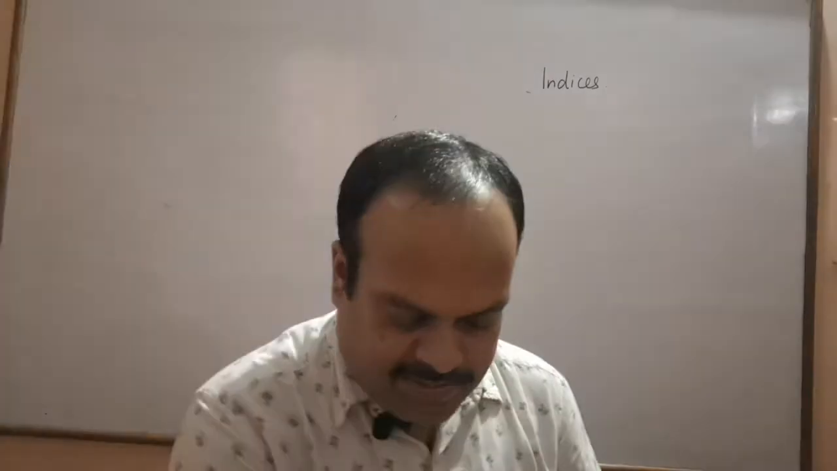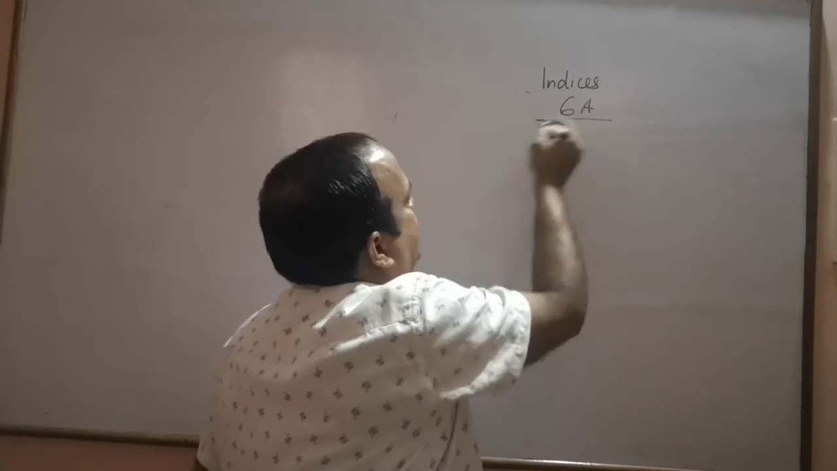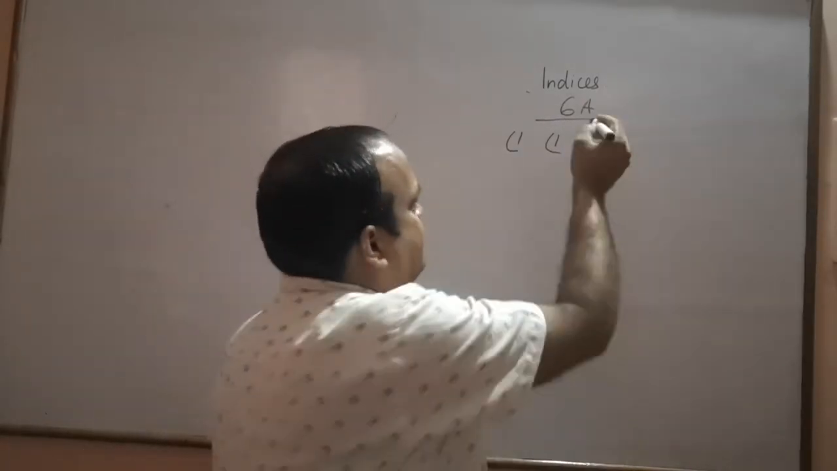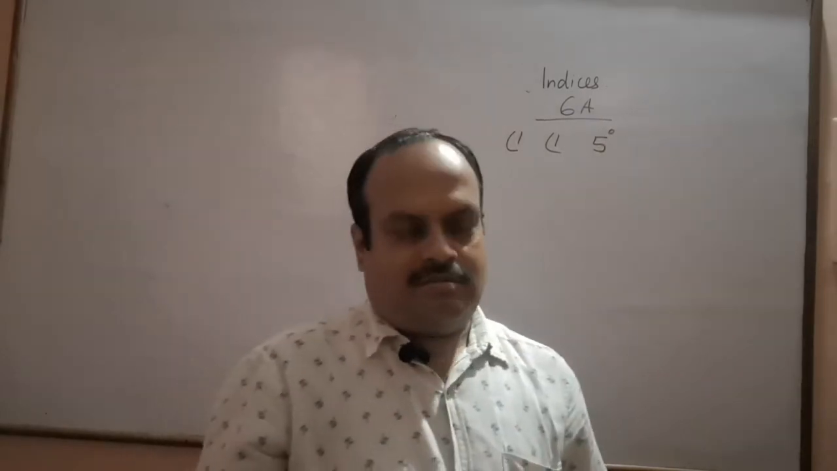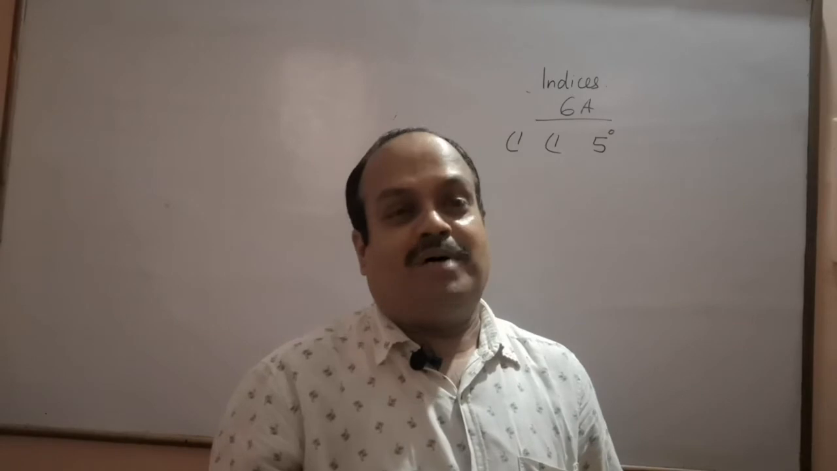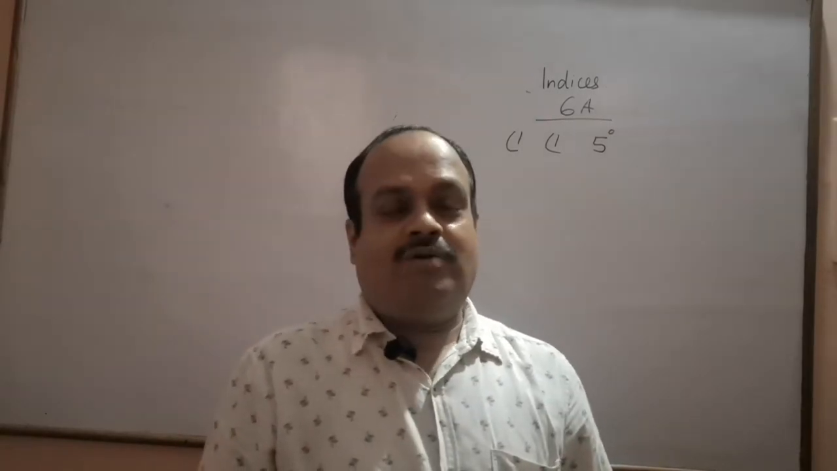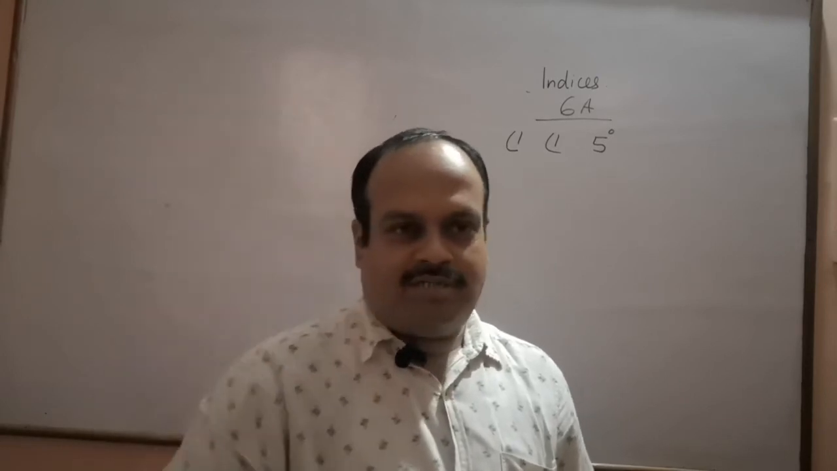So I am going to simplify. I am going to do the questions of exercise 6a. Question number 1, part 1: 5 to the power 0. I hope every one of you knows the answer. I have told you, when a non-zero number is raised to the power 0, the result is 1.